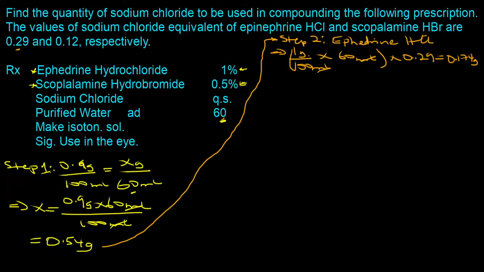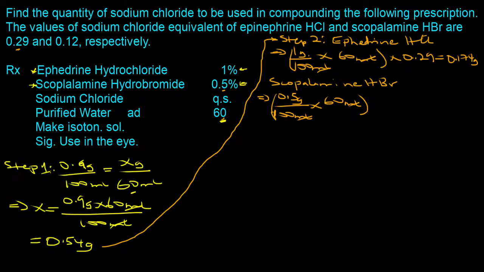We do a similar thing for scopalamine hydrobromide, and that's a 0.5% solution. So we'll do 0.5 grams over 100 milliliters times the volume, which is 60 milliliters. Now the milliliters cancel out, and you multiply that by its E value, which is 0.12, and that's going to be equal to 0.036 grams.